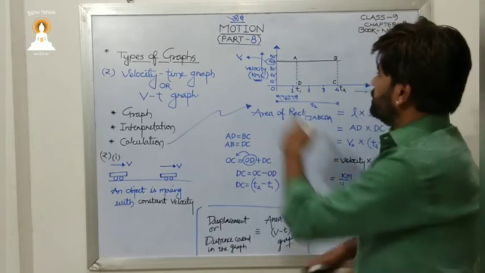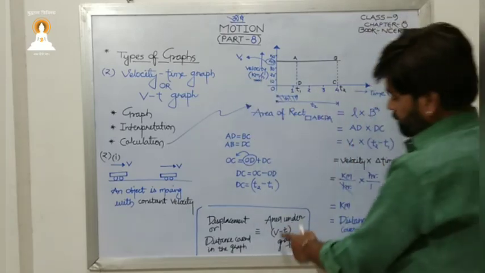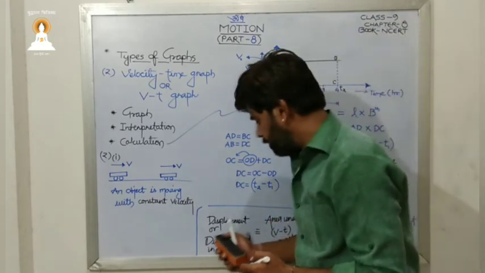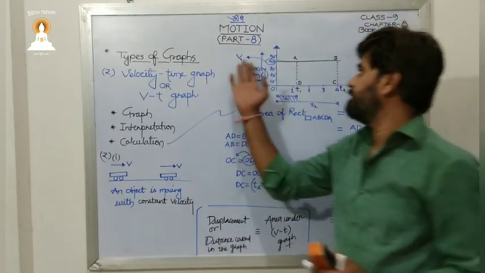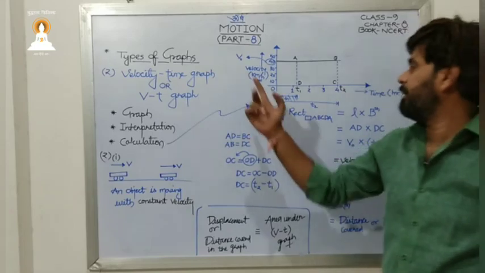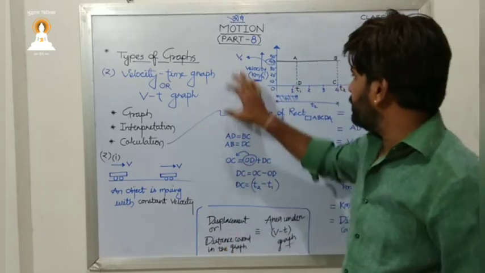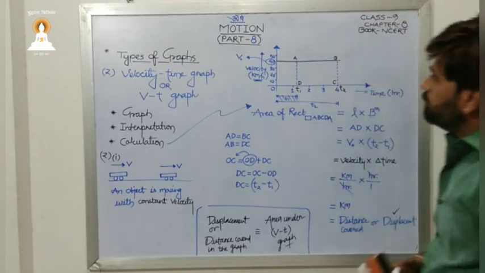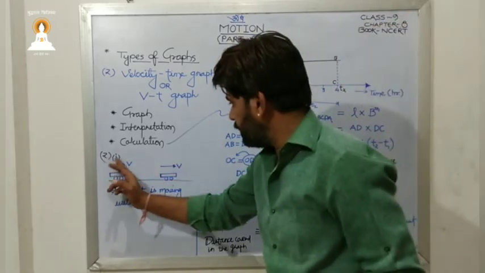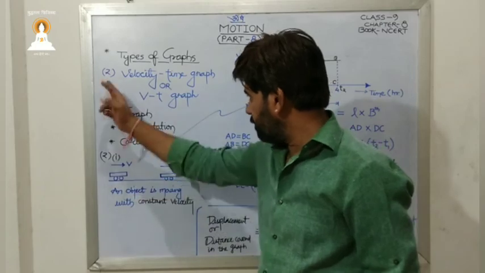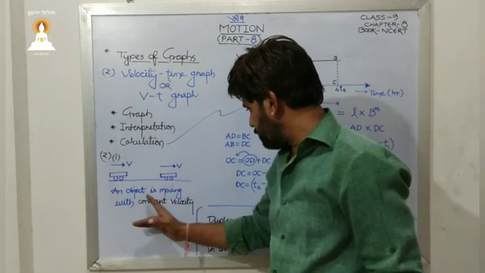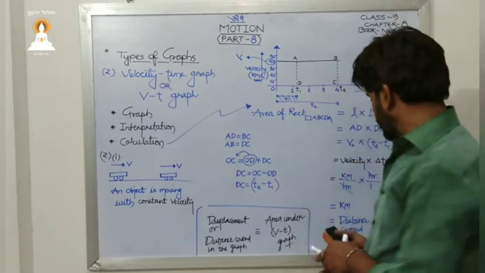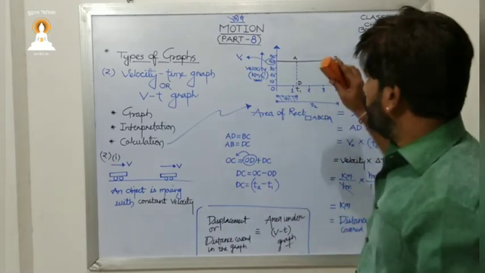Yes, so this is the VT graph. Whenever you find out the area under the VT graph, you will get the distance. If velocity is there, you will get the displacement, and if speed is there, then you will get the distance. So this was the 2.1 or second part, first case, when an object is moving with a constant velocity. Okay, so let us move to the second one.